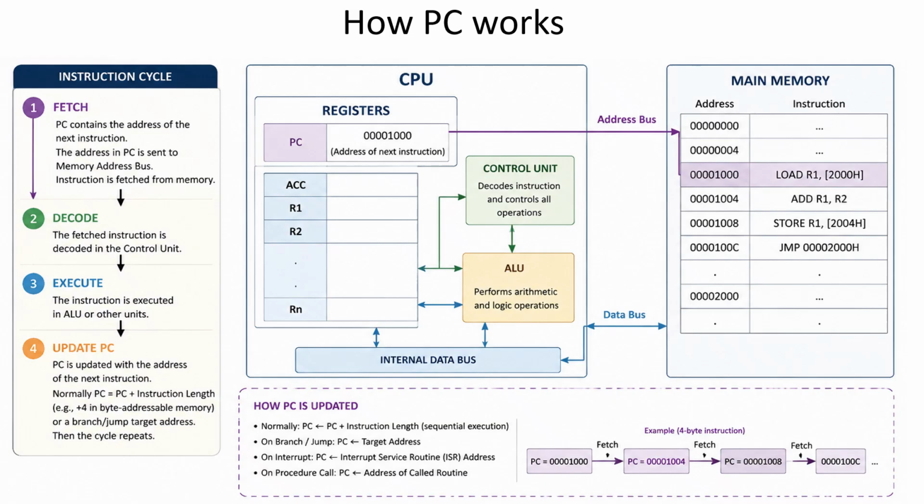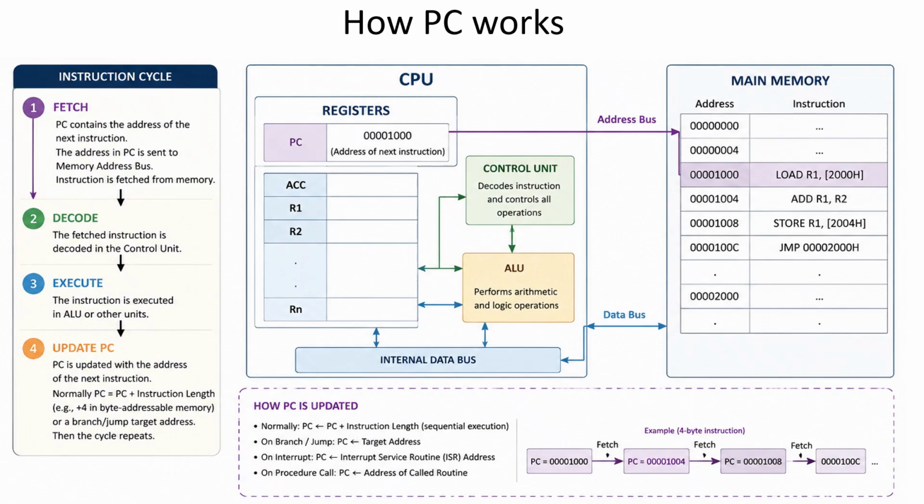The PC contains the address of the next instruction. That address is sent towards memory through the address bus. The instruction stored at that memory address is fetched. Once that instruction is fetched, it is placed in the appropriate CPU register and decoded by the control unit. The control unit determines what operation has to be performed.